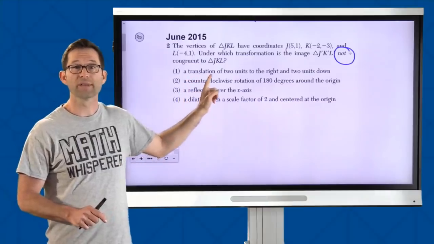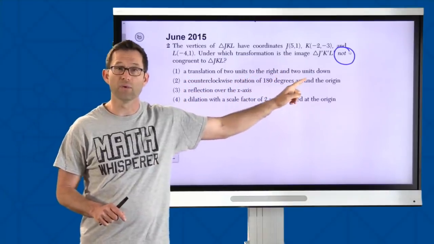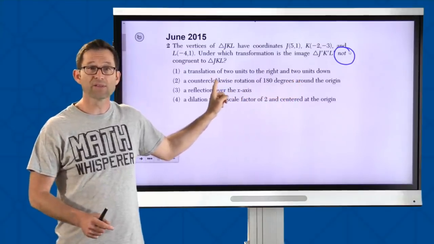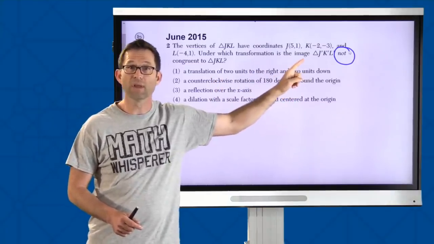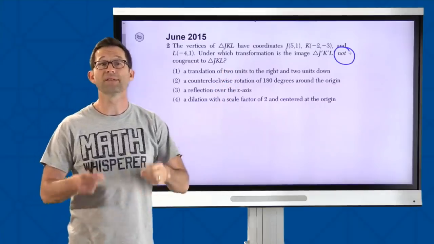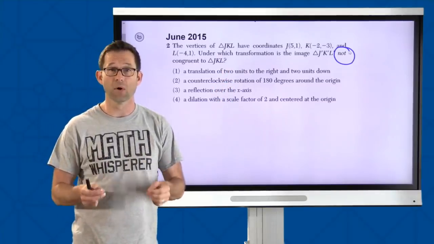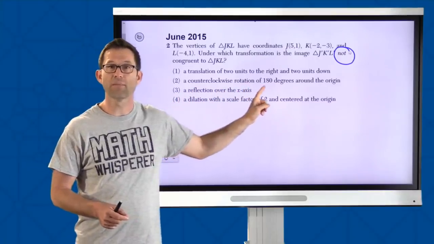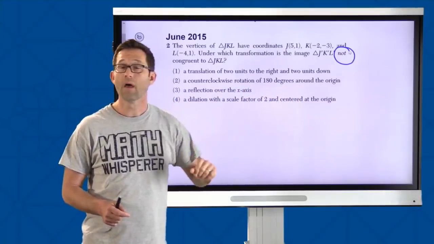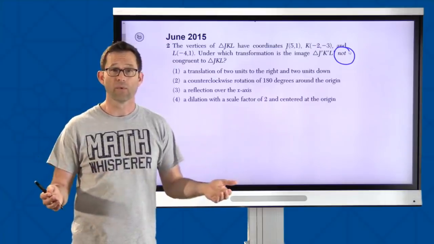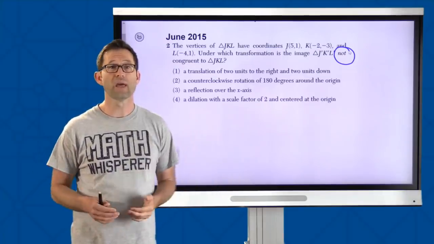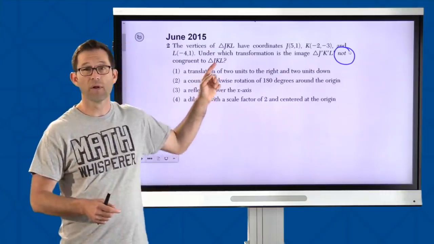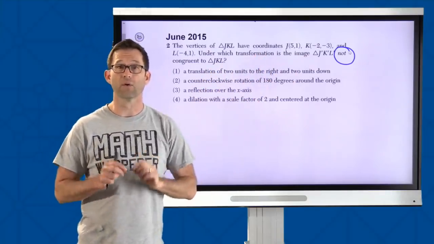Choice 1 is a translation by 2 units to the right and 2 units down. Again, I don't care how far you translate it. The fact that it's a translation means that the image is congruent to the original one because a translation is a rigid body motion. Number 2, right? A counterclockwise rotation by 180 degrees around the origin. Again, I don't care what point you're rotating about. I don't care what angle you're rotating it through.